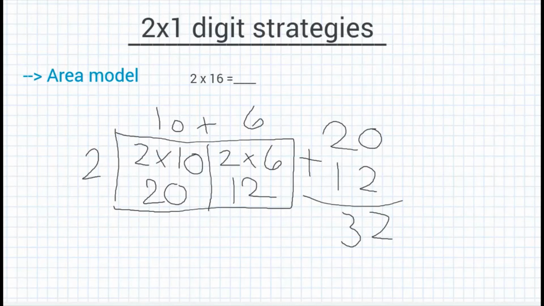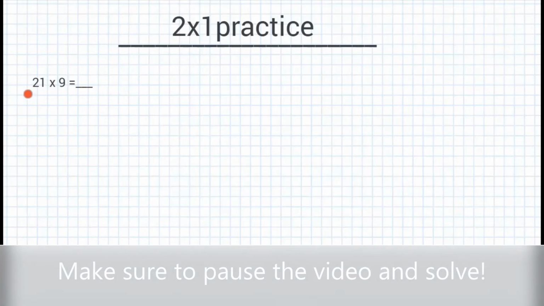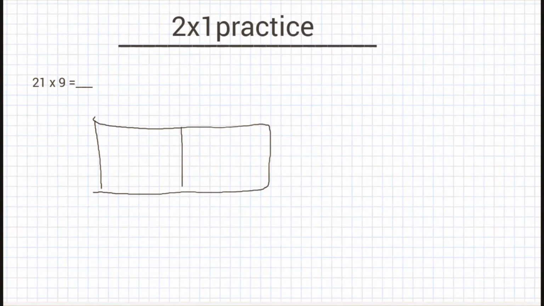Well, if you're still confused, feel free to rewatch. But if you think you got it, then try this equation. This one is a little harder, but if you got the strategy, you should be able to know it. Okay, so first you need to draw your rectangle with two squares, and then you're going to put the easier digit here. And in my case, 9 is easier to multiply.